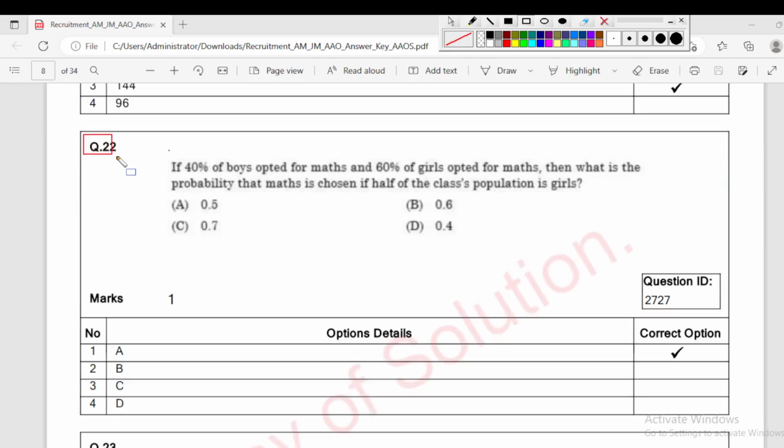Question number 22. If 40% of boys opted for math and 60% of girls opted for math, then what is the probability that math is chosen if half of the class's population is girls? Option A 0.5, option B 0.6, option C 0.7, and option D 0.4. Option A is correct. 0.5.